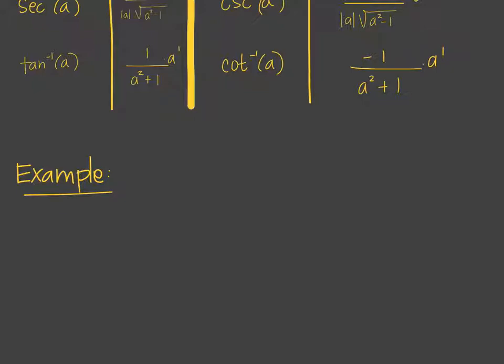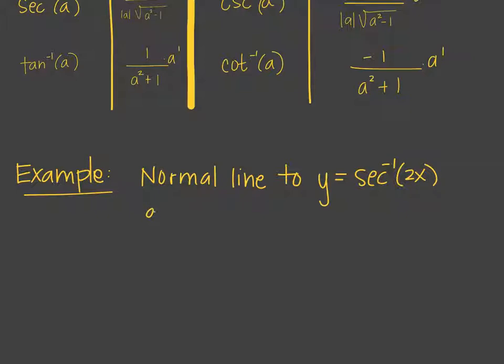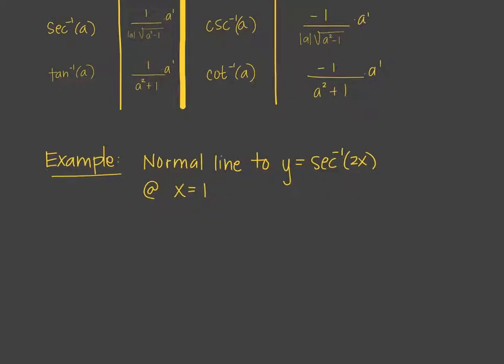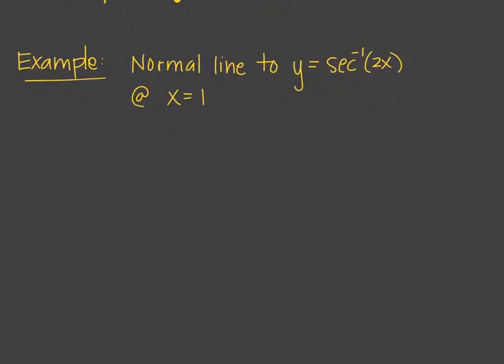And so let's do a normal line. Normal line to the function y equals the inverse secant of 2x. And let's do that at an x value of 1. So as with any normal line, we need to find the point, and we need to find its slope. And so we've got the x-coordinate of the point. The y value of the point is going to come when we plug 1 into the function.